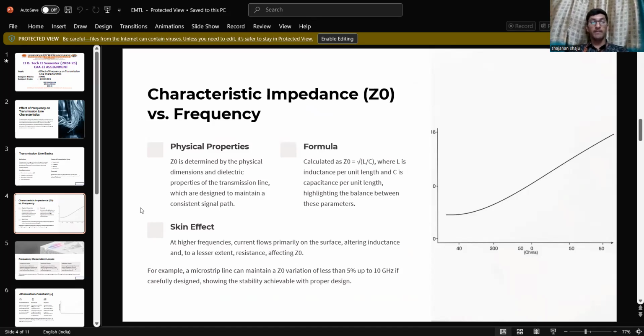Skin effect: at higher frequency, current flows predominantly on the surface, altering inductance, and to a lesser extent affecting Z0. For example, a microstrip line can maintain a Z0 variance of less than 5% up to 50 GHz if carefully designed, showing the stability achieved by proper design.